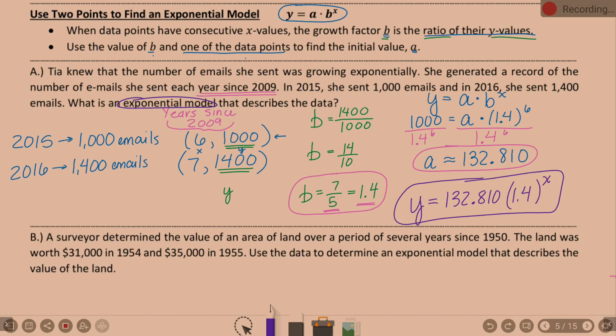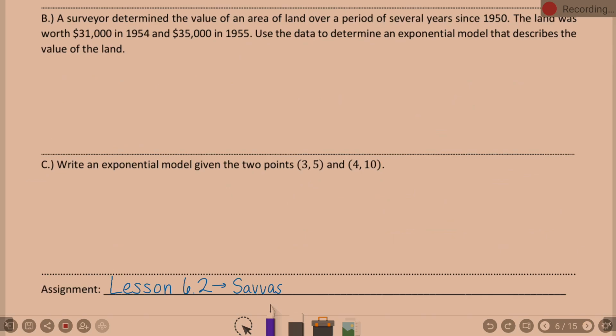Okay, let's try B then if you're ready. A surveyor determined the value of an area of land over a period of several years since 1950. The land was worth $31,000 in 1954 and $35,000 in 1955. Use the data to determine an exponential model that describes the value of the land. Do I have consecutive information here? Did they give me back-to-back years of data? Yeah, they gave me 1954 and 1955, yes.